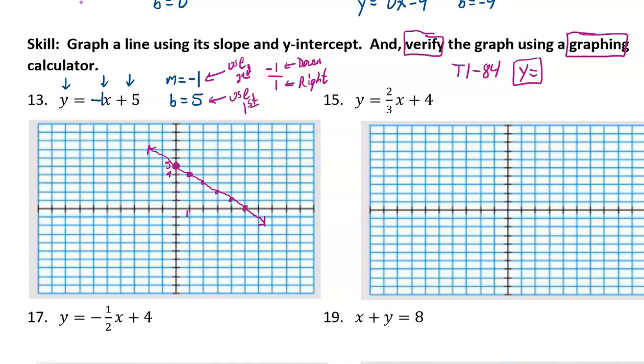Now number 15. This is in slope-intercept form. The value of m is 2/3 and the y-intercept is +4. Now which of those numbers do you use first to draw a line? You use the y-intercept first. 1, 2, 3, 4. At the fourth mark on the y-axis is your first dot.